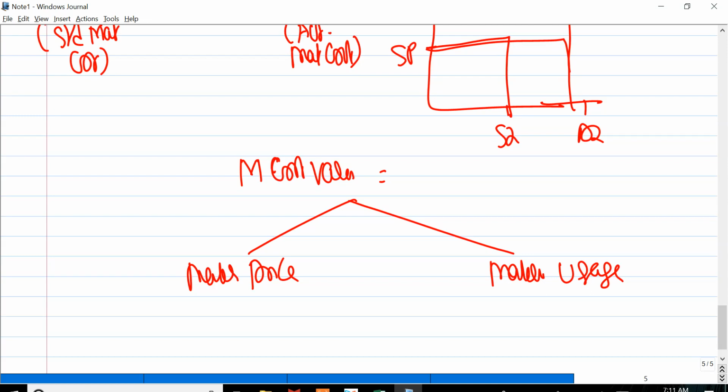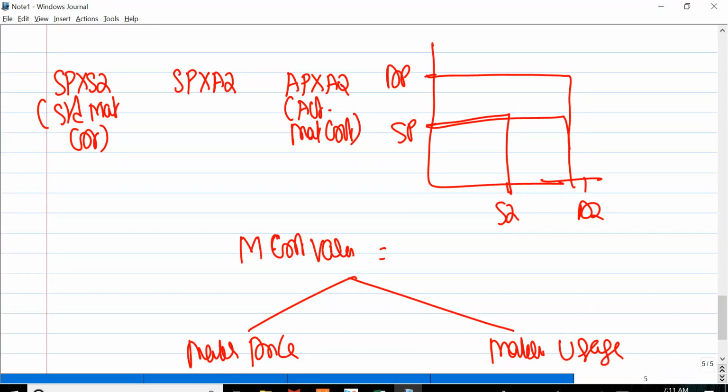Material yield, standard yield minus actual yield. Material mix, standard mix minus actual mix. There are so many formulas which will keep coming, but the broad formula is standard material cost minus actual material cost, standard material price minus actual material price, standard material usage minus actual material usage. It goes on like that. Now when I come to the formula, material cost variance: SP into SQ is standard material cost, AP into AQ is actual material cost. So standard material cost minus actual material cost.